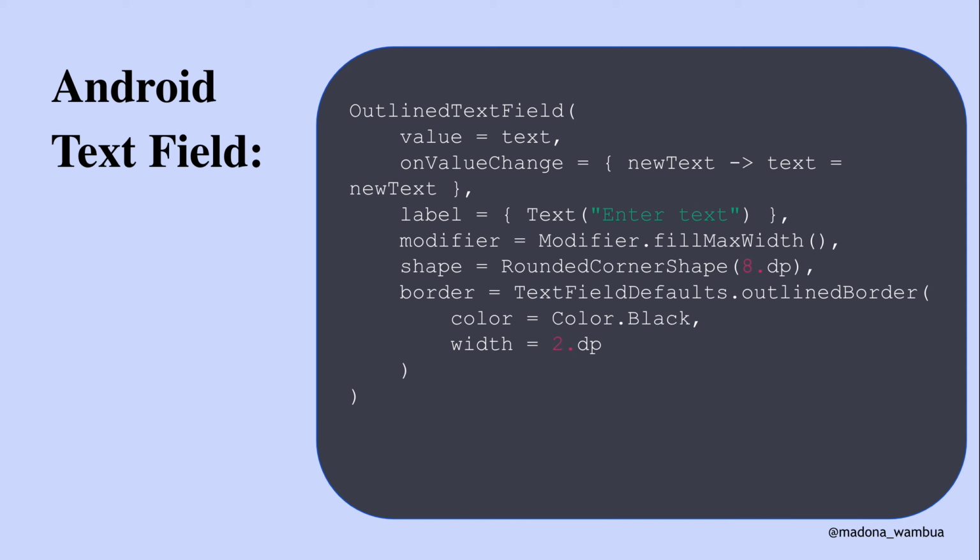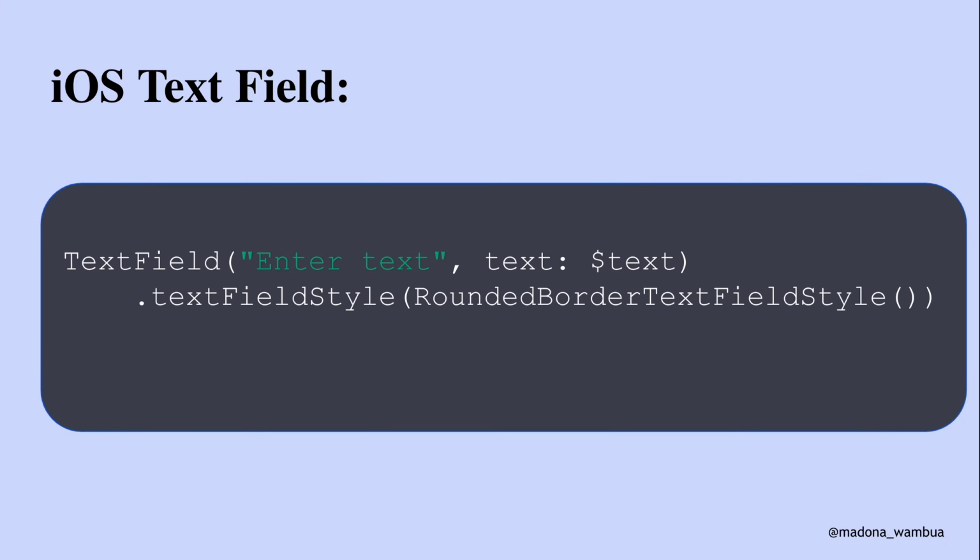Finally, the border parameter is used to specify the color and the width of the outline. How does Swift, or iOS, look like? Wow. So this was a one-liner, which was pretty interesting.